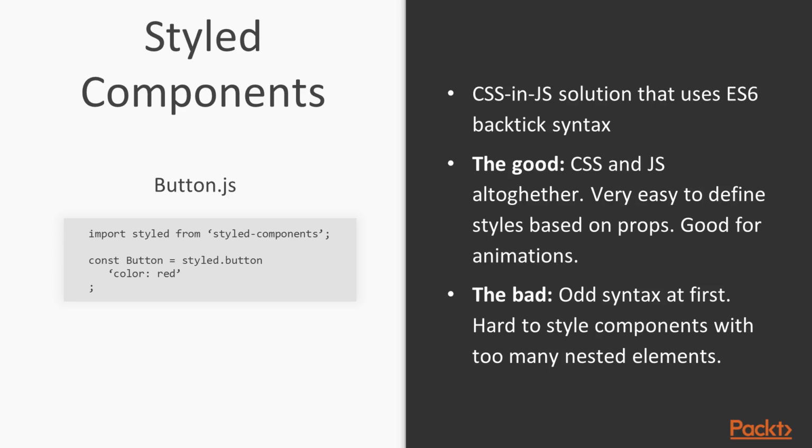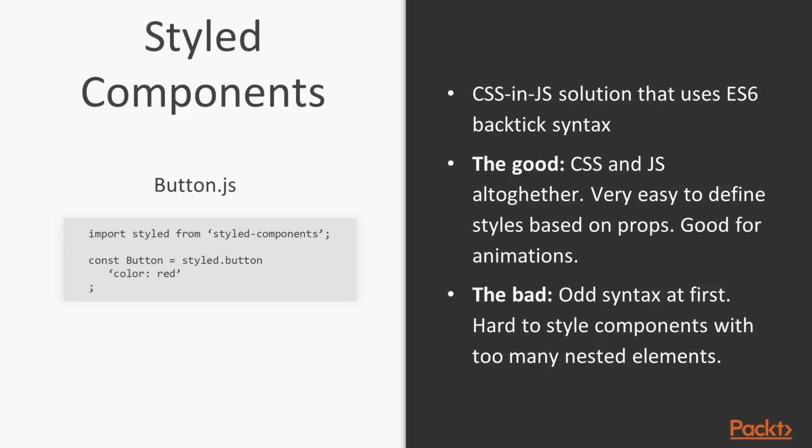said. Also, it's very easy to define styles based on props, because CSS properties can now receive a function instead of a regular string. That function can take as a first argument the component props, so you can define CSS based on those props. Because of that, it's quite good for using animations. The bad part, although, is that you will have to deal with this odd syntax, at least at first.